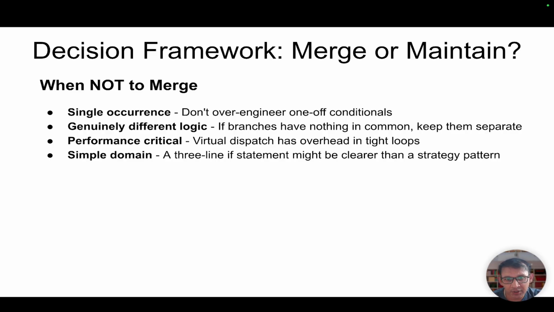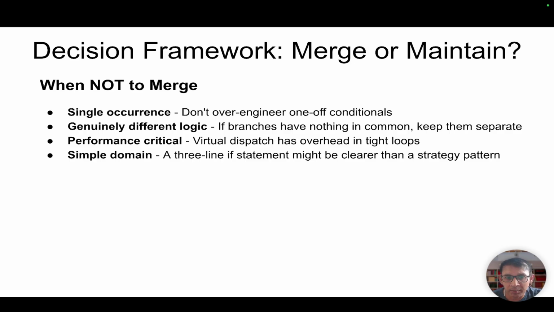If branches have genuinely different logic with nothing in common, keep them separate. The patterns I have shown you work when there's some underlying similarity in the operations. If the branches are completely unrelated, forcing them into a common abstraction will make things worse.